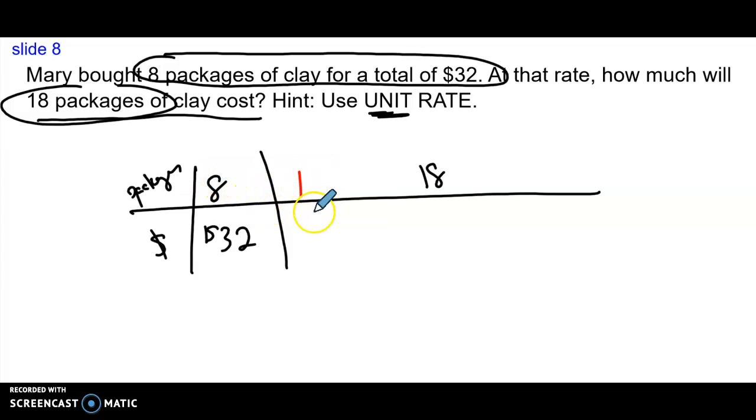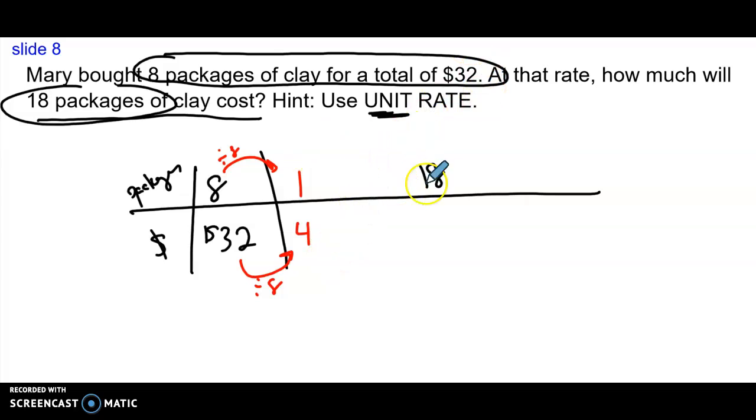What do you do to the 8 to get 1 package? You're going to divide by 8. So what are you going to do to 32 to get 1 package? How much that costs? Divide by 8. So what's 32 divided by 8? 4. So 1 package costs $4.